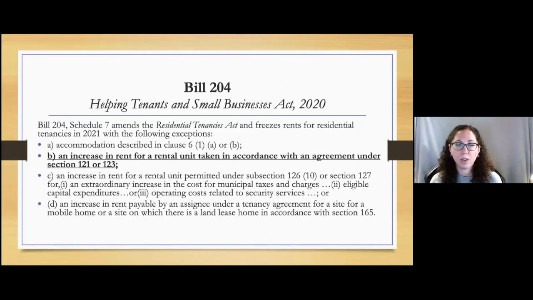Schedule 7 of Bill 204, the Helping Tenants and Small Businesses Act 2020, allows for a few exceptions to the rent freeze. One exemption to the rent increase freeze is for sections 121 and 123 of the Residential Tenancies Act, where there's an agreement to increase rent based on capital expenditures, additional facilities, privileges, or services that are being added to the rental unit. Before serving your tenant with a notice of rent increase for these exemptions, check with a legal service provider to make sure it is being done lawfully.